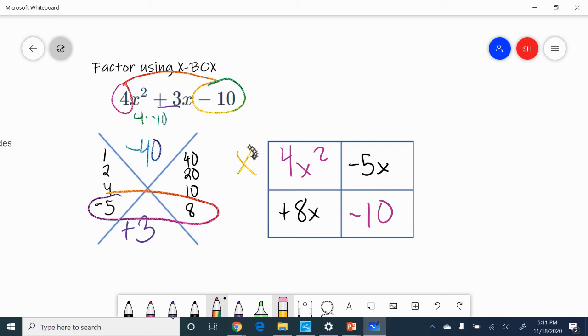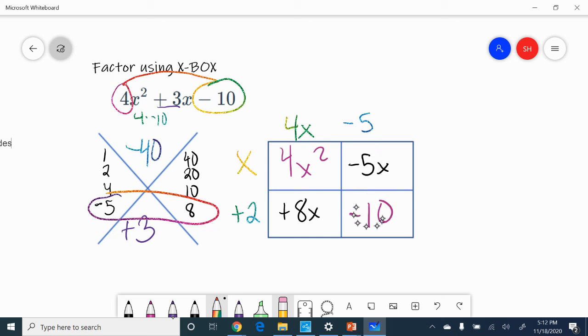But remember, we need to do x times what would give us 4x squared. So you know it has to be the 4x, because x times 2 would not give you 4x squared. All right, and then once you get these two, it should be a piece of cake. We know this one has to be a 2 because 4x times 2 is 8x. And we know here this has to be a negative 5 because x times negative 5 is negative 5x.